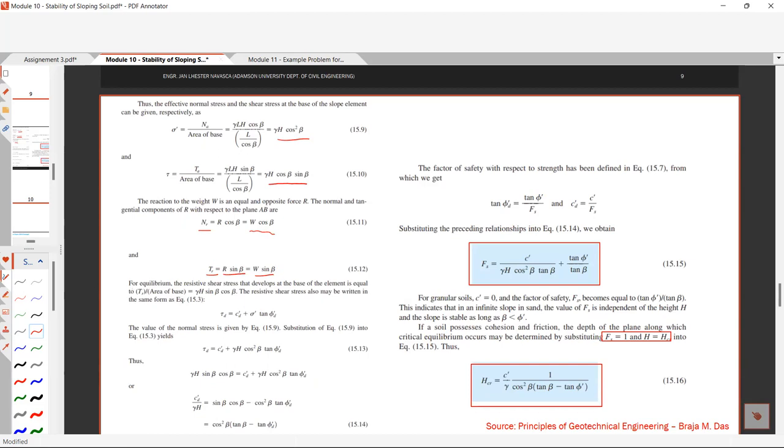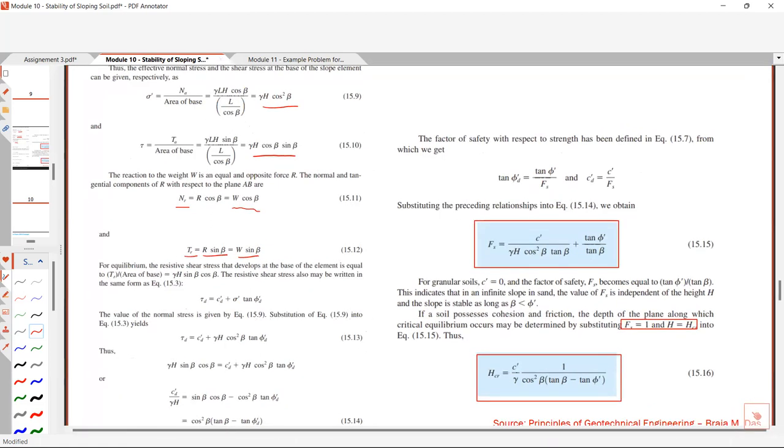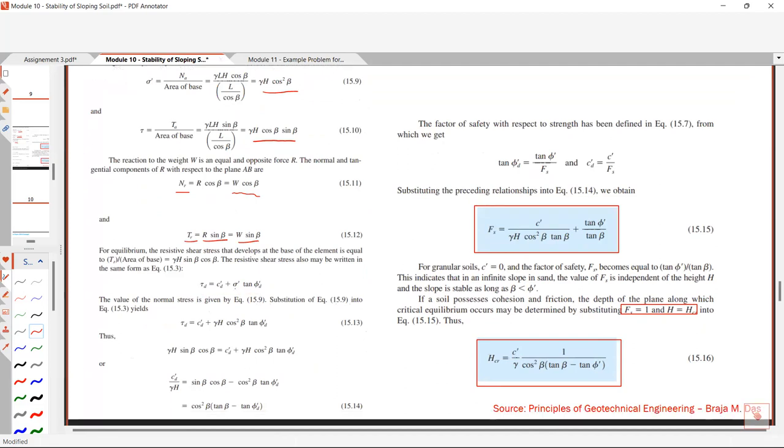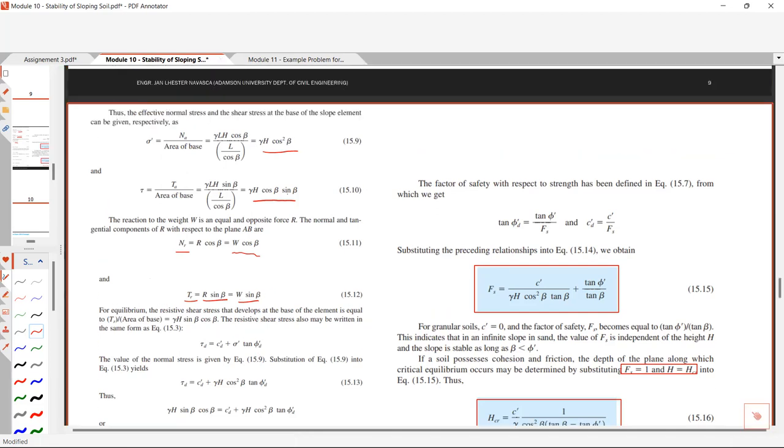Okay, so for equilibrium, the resistance shear stress that develops at the base of the element is equal to T sub R over the area of the base. The resistance shear stress may also be written in the same equation, with a notation of D for the developing stress, or the demand. So the value of the normal stress is given by this equation. We can substitute this sigma, which gives this 15.9, gamma H cosine squared beta.